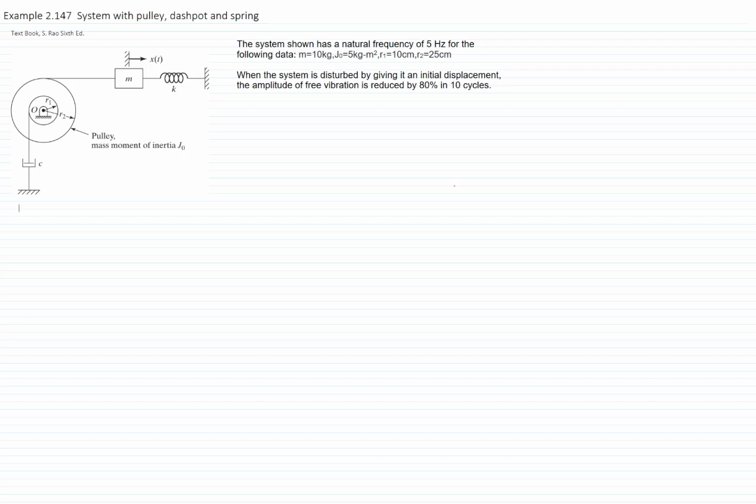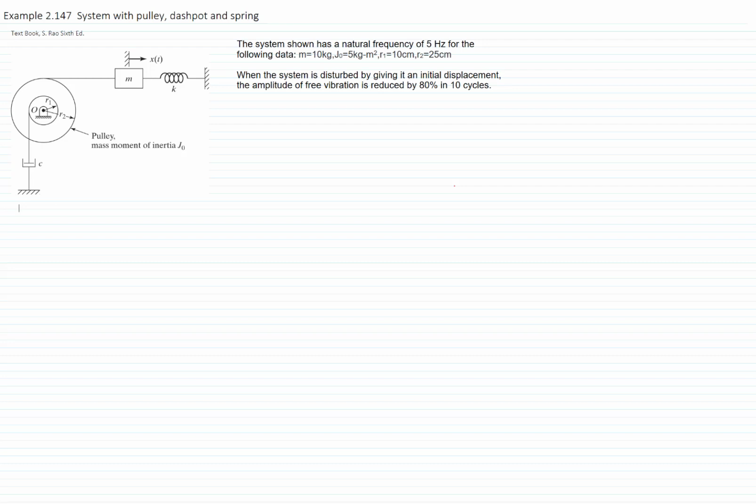For the following data, we have a mass of 10 kilograms. We have a pulley that has a mass moment of inertia about its center of 5 kilograms meters square. And then this pulley has two radii: radius 1, which is the smallest one, where the dashpot is attached, of 10 centimeters, and then a bigger radius where the mass is attached, of 25 centimeters.